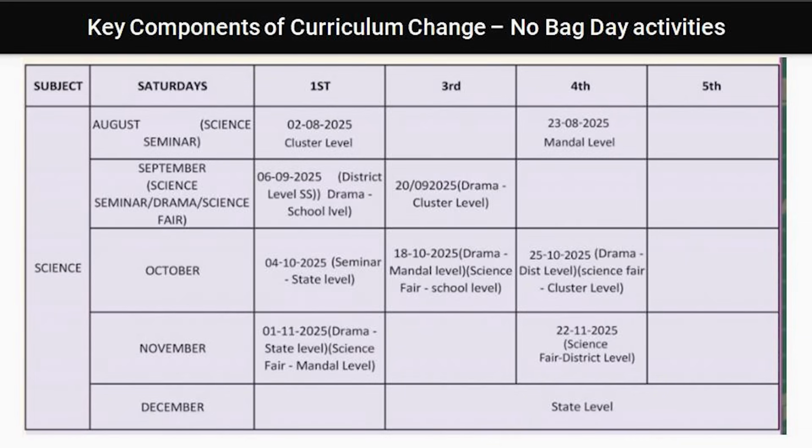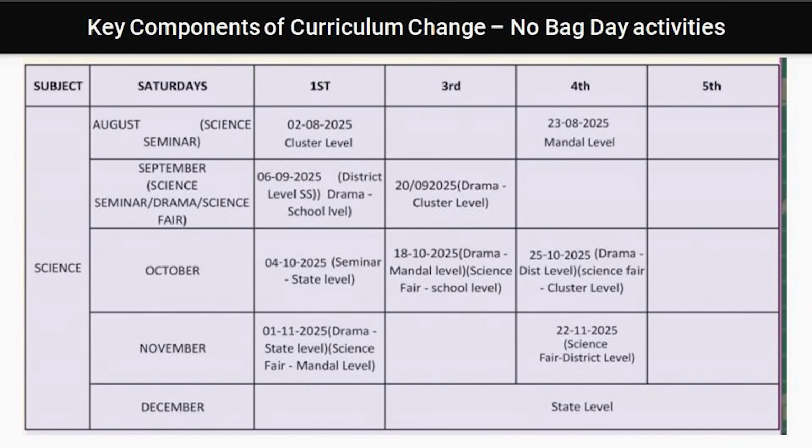There are science seminars, science drama, and science fair. These three, science seminar, drama and fair, have to be conducted in a particular month. Here also there should not be confusion. That's why everything is included in the academic calendar. That means if you observe the science seminar at cluster complex level, it has to be conducted in the month of August. In the month of September, that is district level. In the month of October, there is state level.